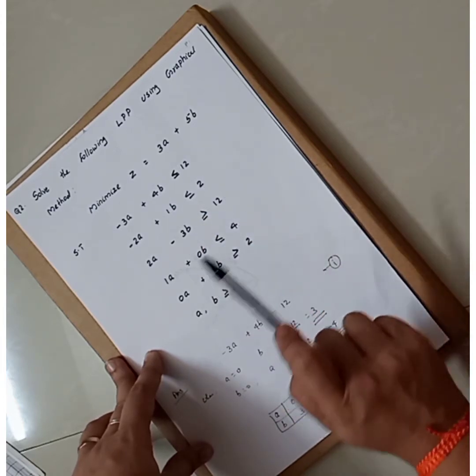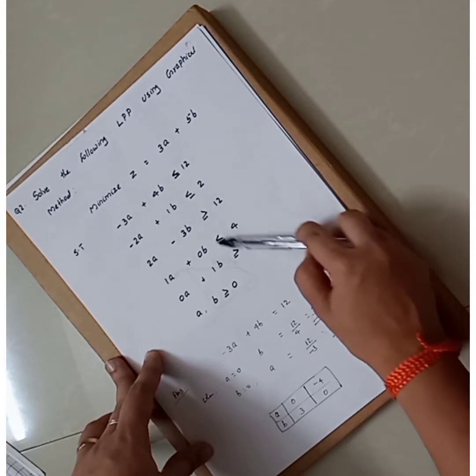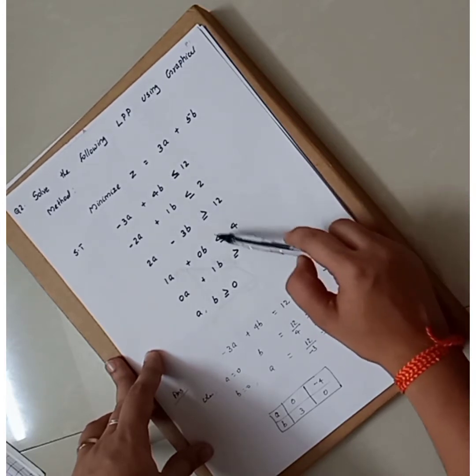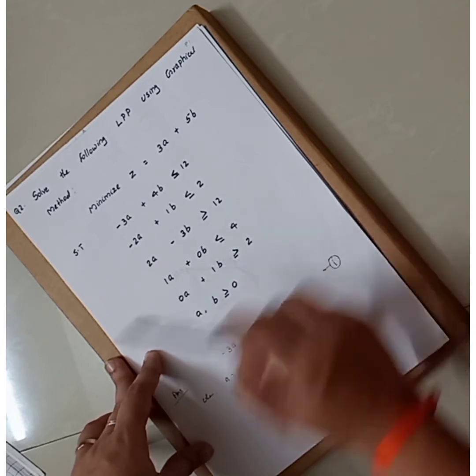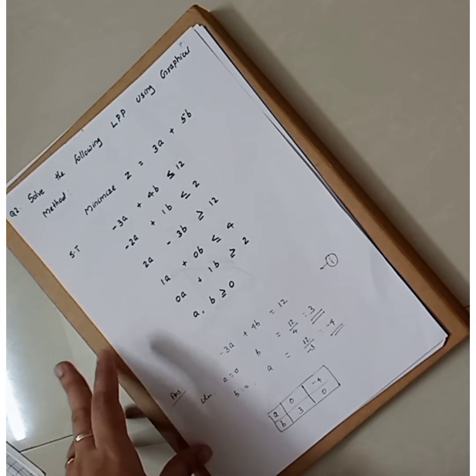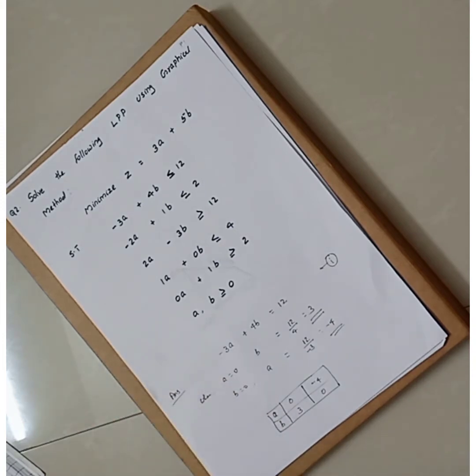Again, if you look at the inequalities, you can see 3 inequalities are less than or equal to, and 2 inequalities are greater than or equal to. So it is all the same. First you need to consider each constraint separately and find the points and then plot it in the graph.